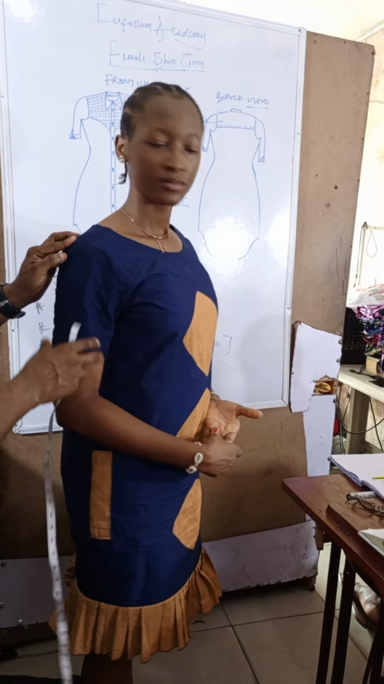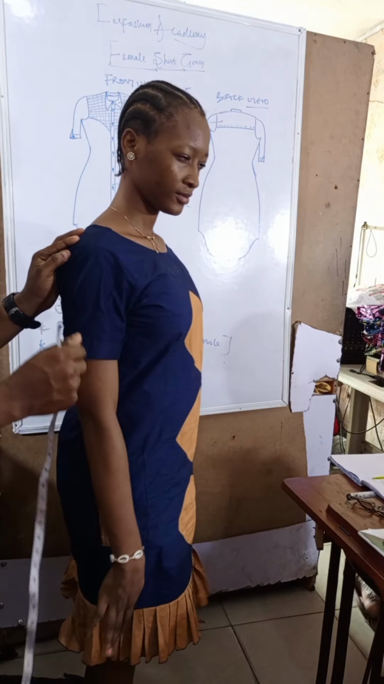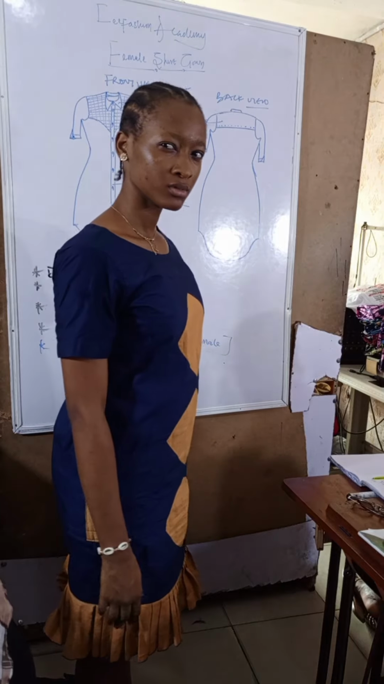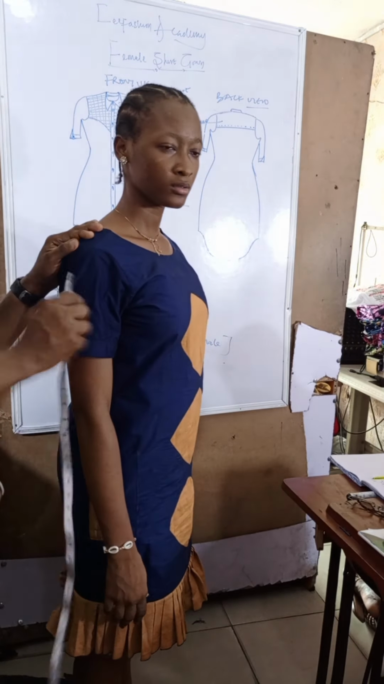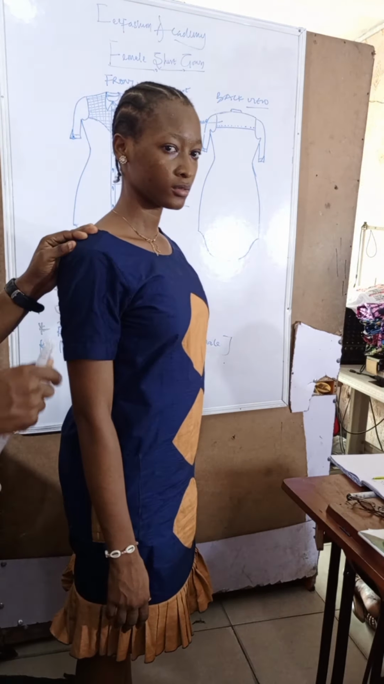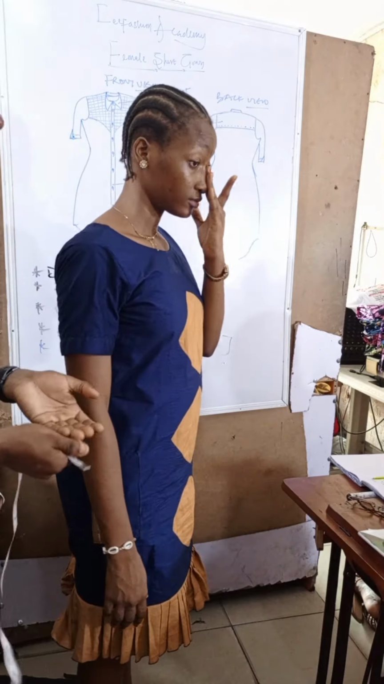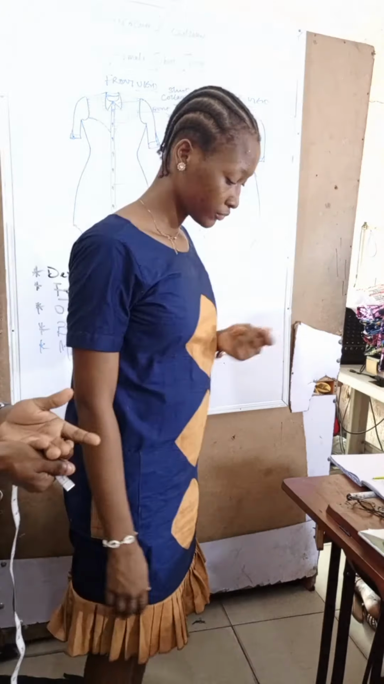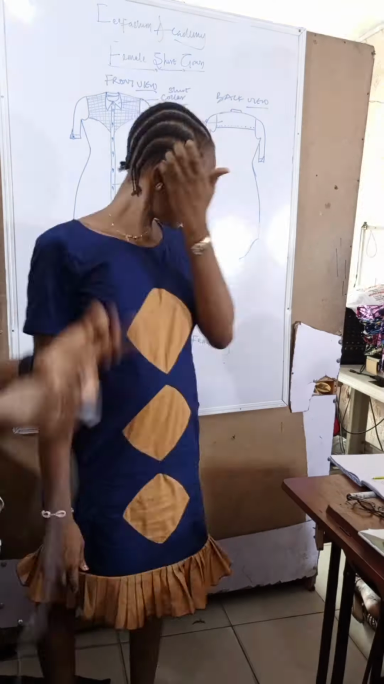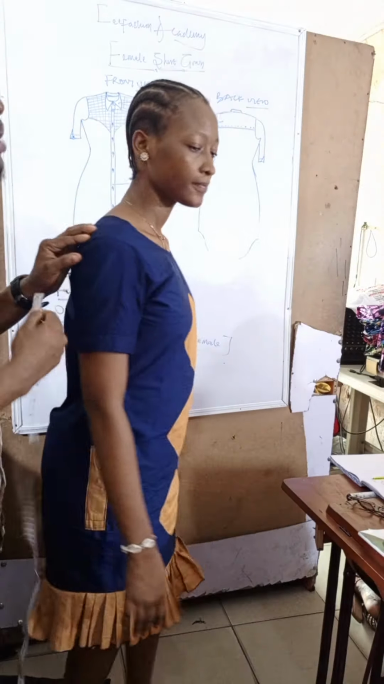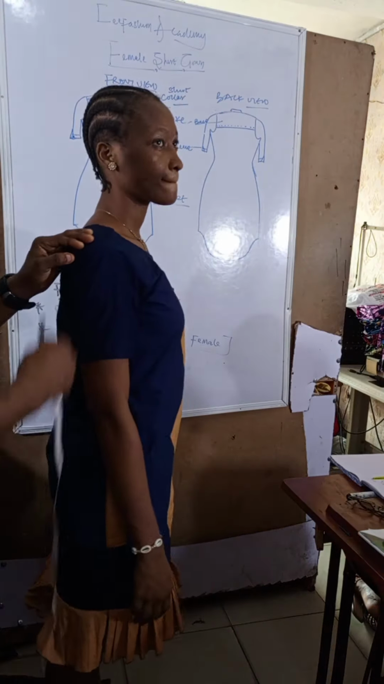3/4 sleeve. Okay, no problem. Now she said she wants a 3/4 sleeve, but I'm going to be giving us all the sleeves since this is a measurement class for a shirt gown. Do you understand? So depending on anyone you want to make, you can be able to make that. And we are going to be starting from the smallest, which is the short sleeve.